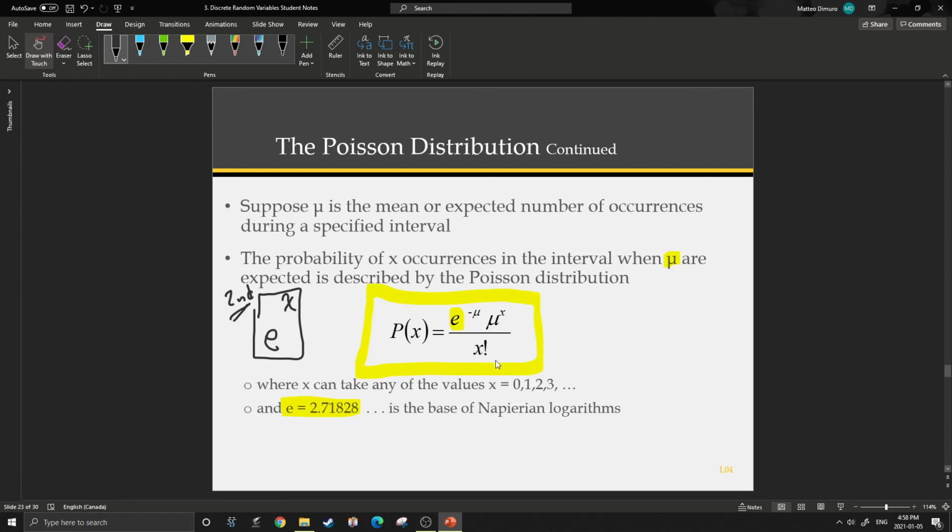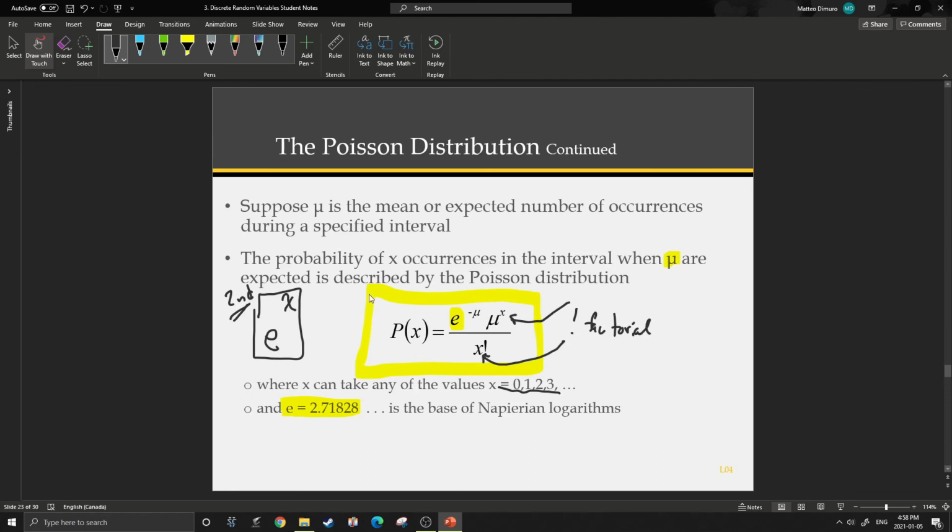So in this formula, x can be any of the values 1, 2, 3, 4, 5. So it's going to be the number of occurrences you're usually looking for. The exclamation mark, remember, is factorial. So again, that's another button on your calculator, and we saw it when we did the binomial distribution. And then mu is the average.